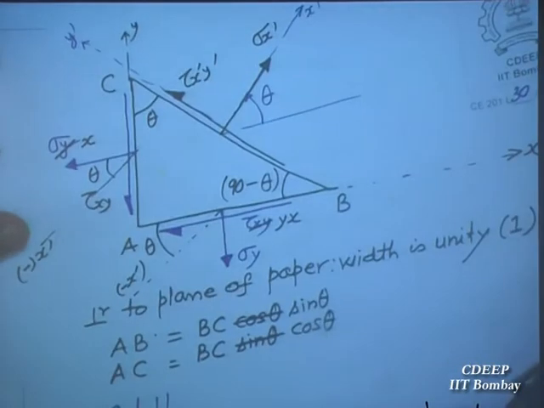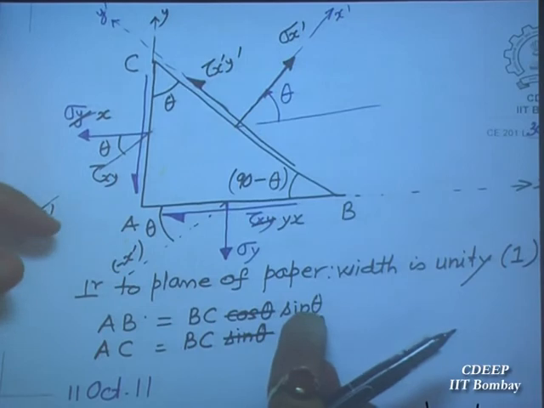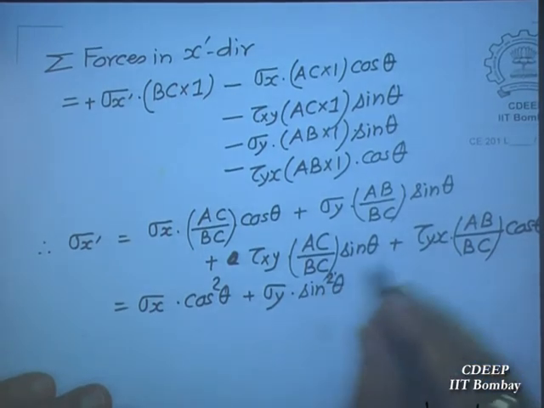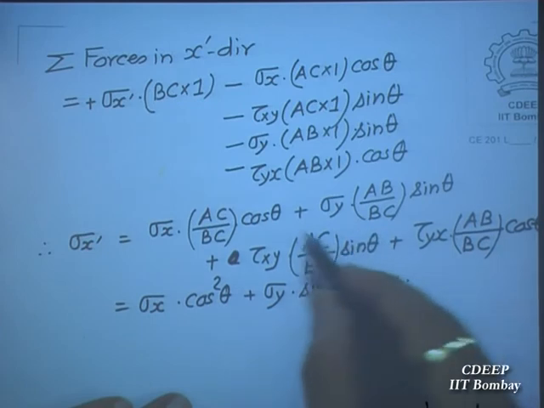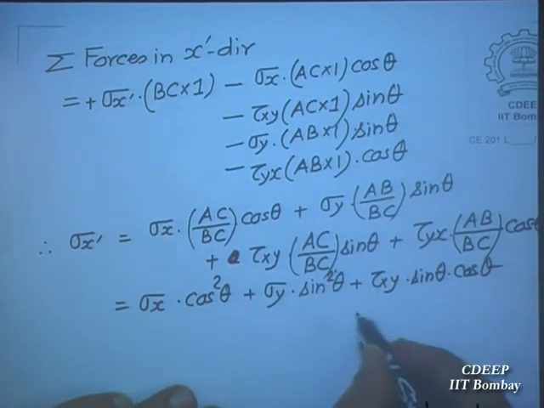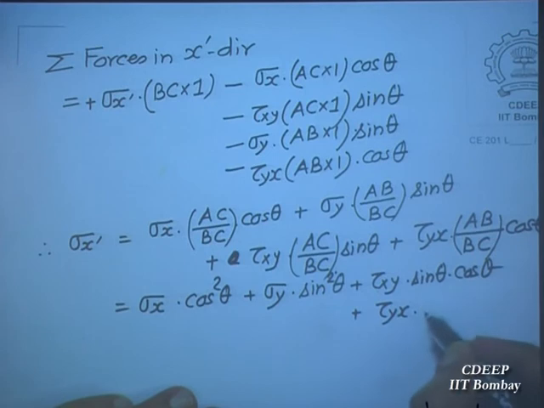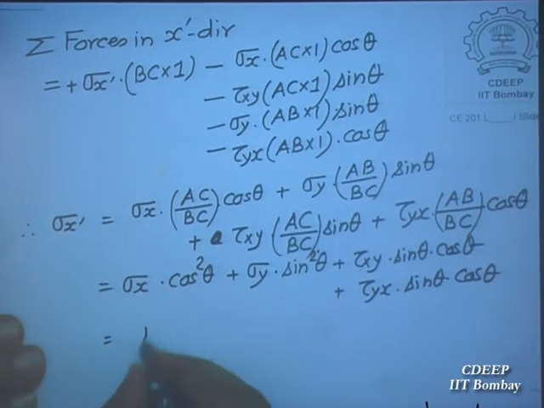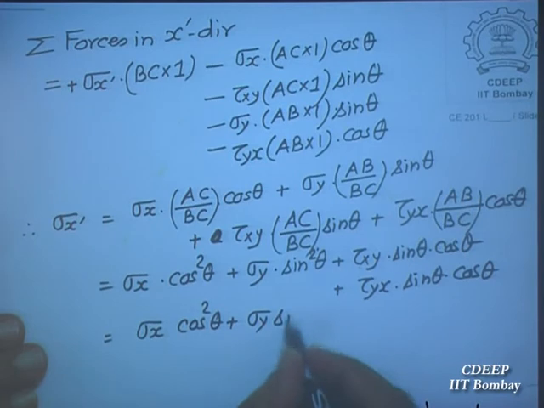See, it is very simple, provided you understand. So what is the next one? AB by BC is sine theta. So this is sine theta, there is already a sine theta, sine square theta. What is this? Tau xy AC by BC is what? Cosine theta. So sine theta, cosine theta. And what is tau yx? AB by BC is sine theta, and there is already cosine theta. So it is again sine theta, cos theta. Or we can write it sigma x cos square theta plus sigma y sine square theta.